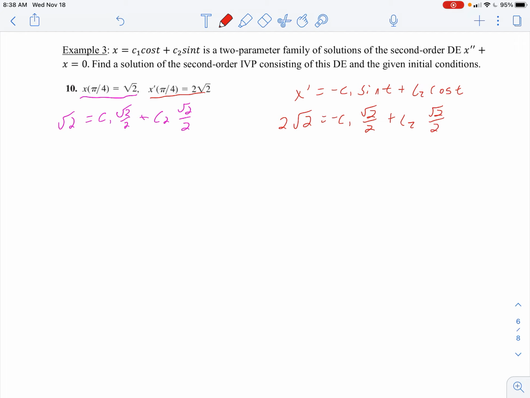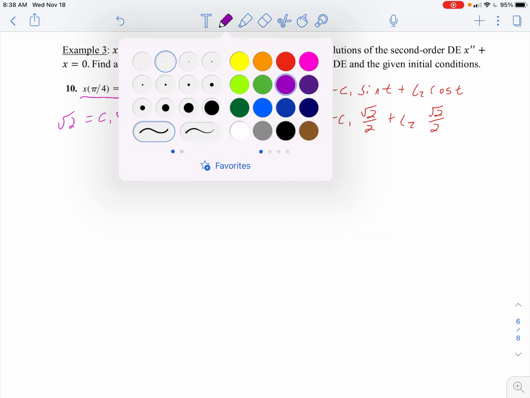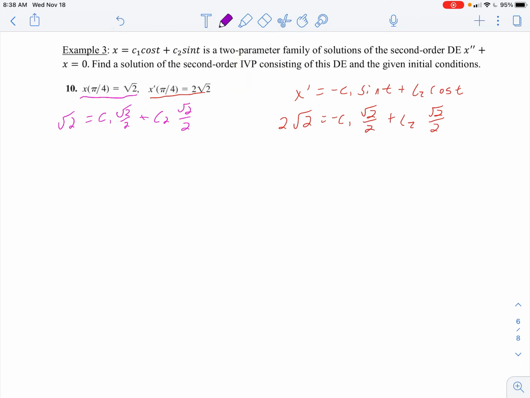All right, well, this is nice because right now I have a system of equations. I have two equations right here. So I know how to solve a system. What I'm going to do is go ahead and bring my derivative over, and I'm just going to add these. So I'm going to solve by elimination. So I'm just going to bring over my derivative. 2 radical 2 is equal to negative c sub 1 radical 2 over 2 plus c sub 2 radical 2 over 2. And I'm just going to add them.